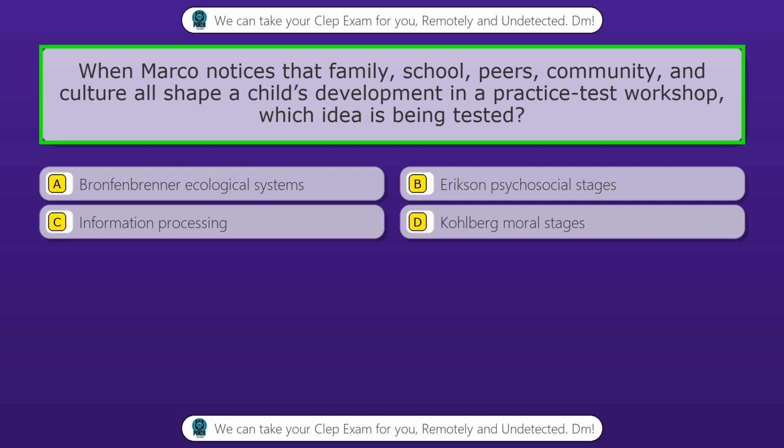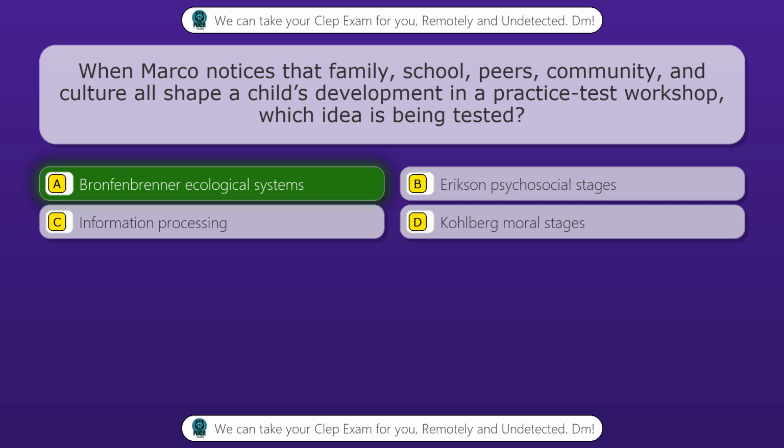Question 83. When Marco notices that family, school, peers, community, and culture all shape a child's development in a practice test workshop, which idea is being tested? Option A, Brenner ecological systems. Option B, Erikson psychosocial stages. Option C, information processing. Option D, Kohlberg moral stages. The correct answer is option A, Brenner ecological systems.